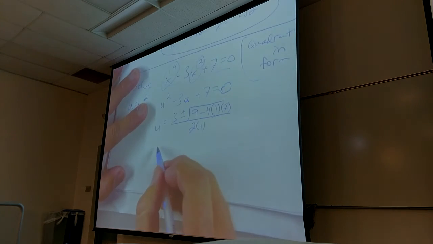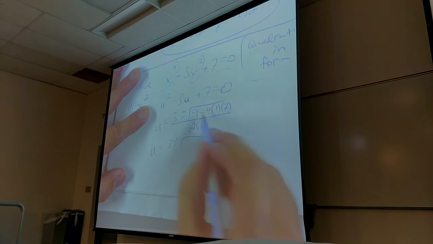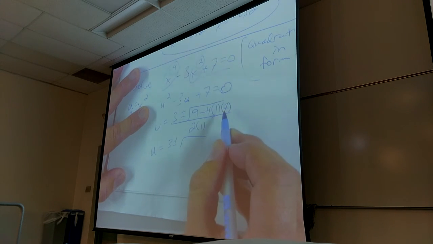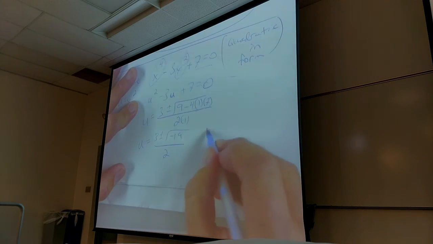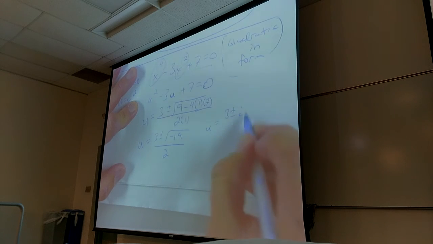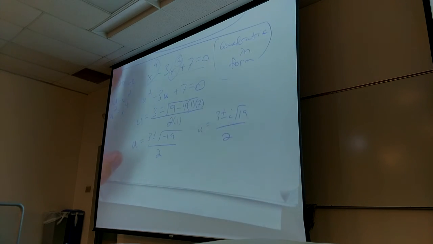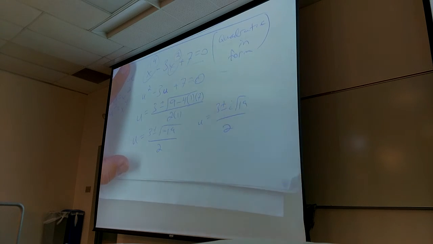So you're going to get 3 plus or minus, what's 9 minus 28? 19. Negative 19? So u is 3 plus or minus i rad 19 over 2. So if you stop there and circle that, you're going to think you're insane. Like, ask about no u. So that's just the middleman. The u is just the middleman to make it easy for us to do.